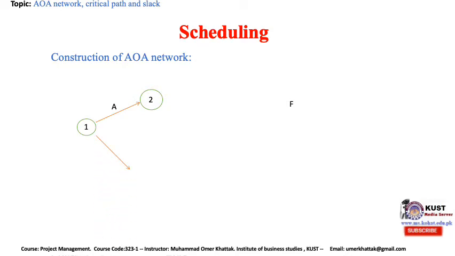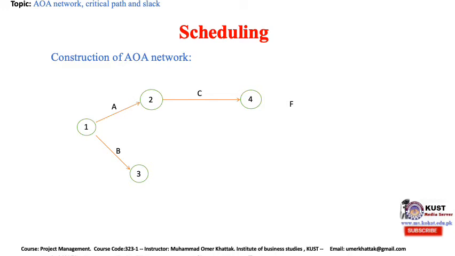Now, activity B also starts without any predecessors. So we start from node 1 and then finish it up with another node called 3. Now, activity C follows activity A. So we start from the second node, and then you draw an arrow and finish up with a node 4.